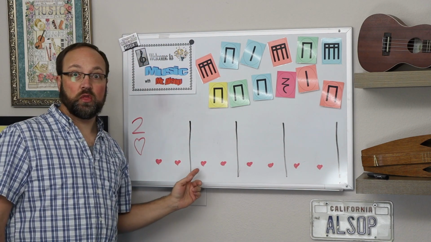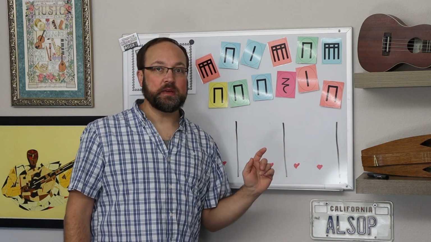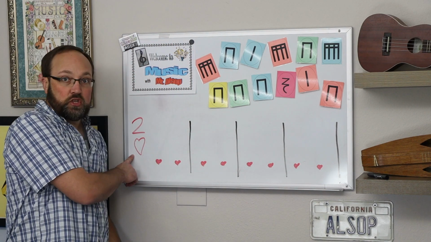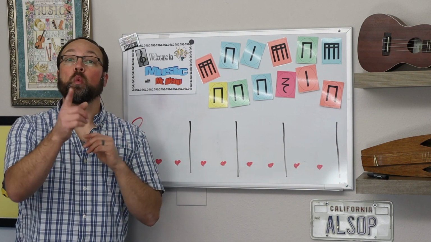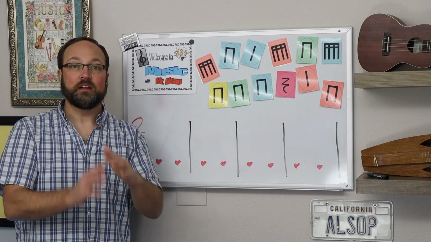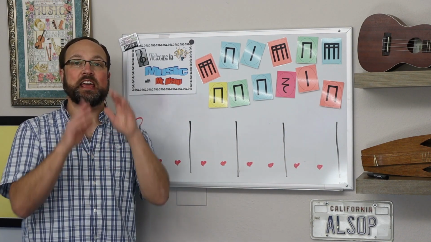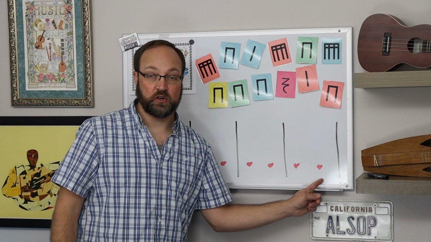1, 2, 3, 4, 5, 6, 7, 8 beats. It happens to be in 2 meter. That means down, up, down, up. Would you conduct with me? 1, 2, 3, 4, 5, 6, 7, 8. We're going to figure out these last 2 beats first.